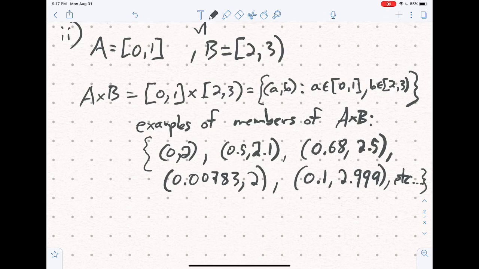I certainly have not listed all of the members of this set A times B. I've only listed, let me see, how many ordered pairs? 1, 2, 3, 4, 5 ordered pairs, but there's a lot more. There are infinitely many. Okay.